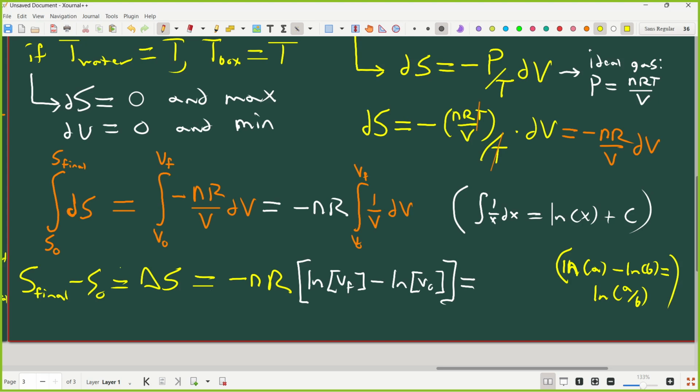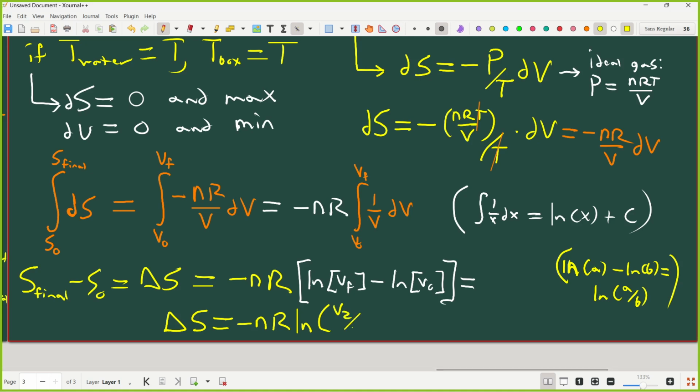And so what that means now is we have a beautiful, very simple equation for the change in entropy in an expansion process. We're changing volumes, expanding the box or collapsing the box in this isothermal bath, and it is equal to minus nR log of V2, or Vf, over V0.